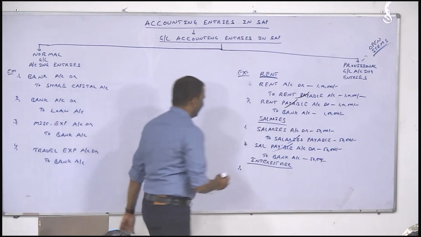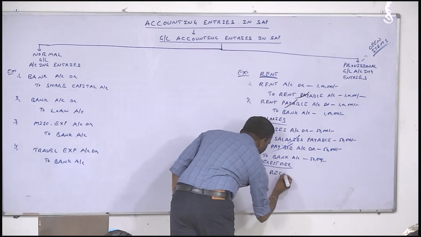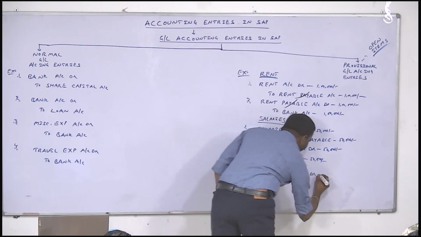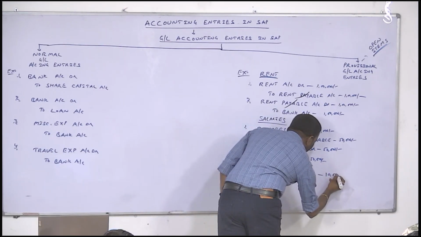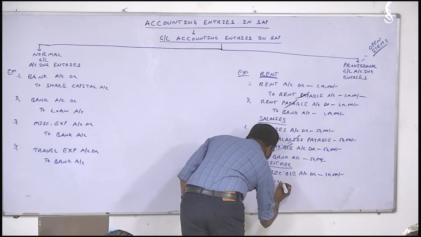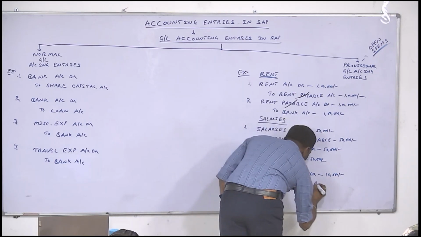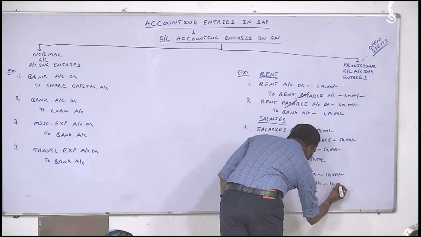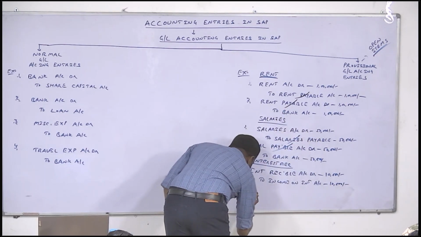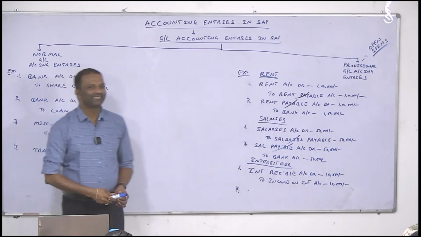Interest receivable account debit to income or interest account. How much? Then what is the second entry?